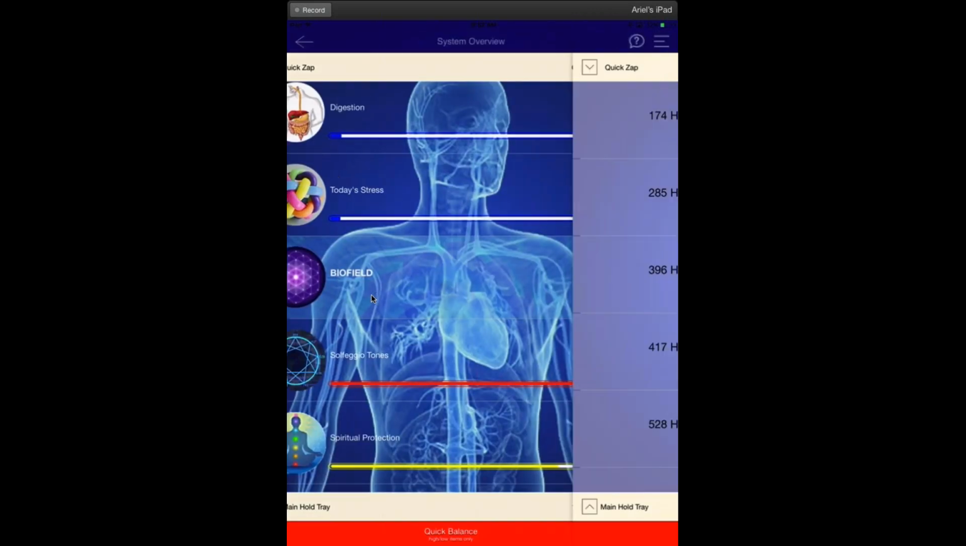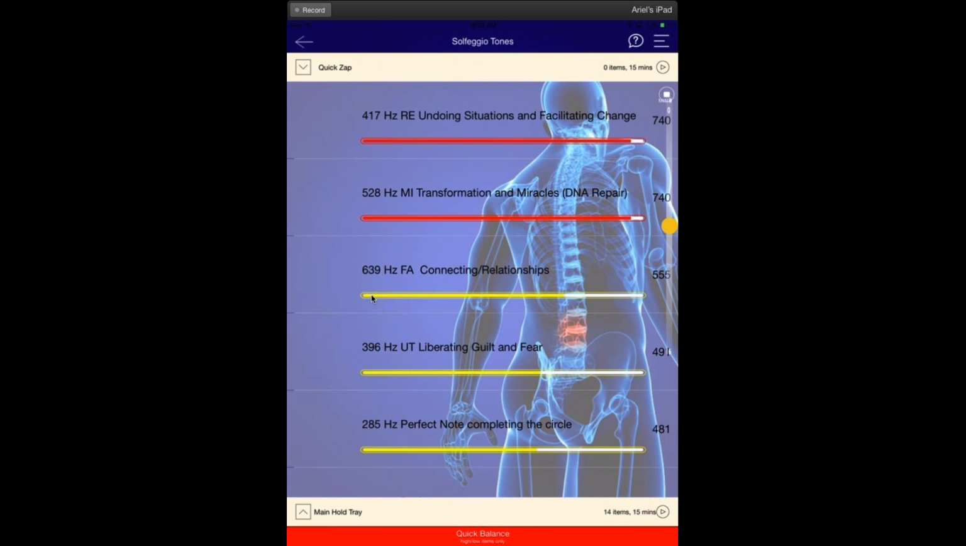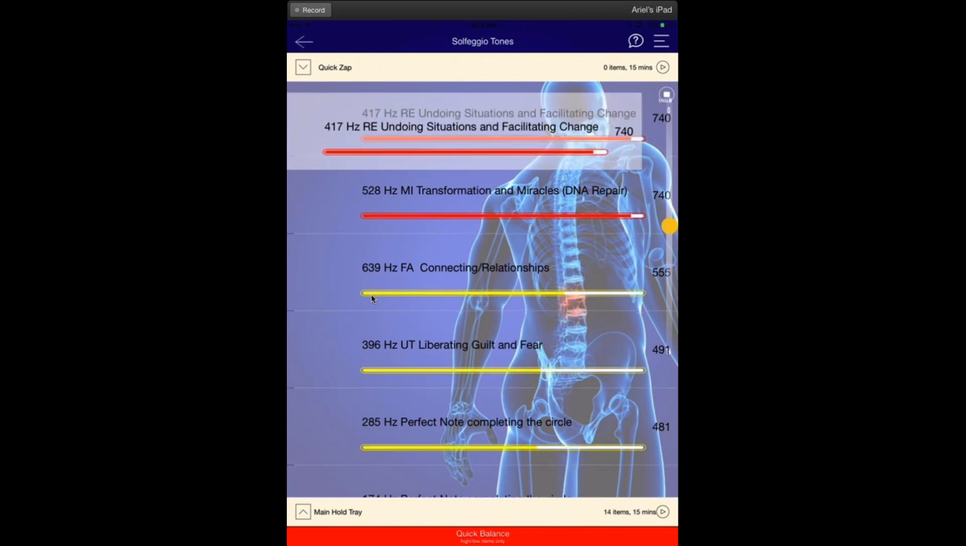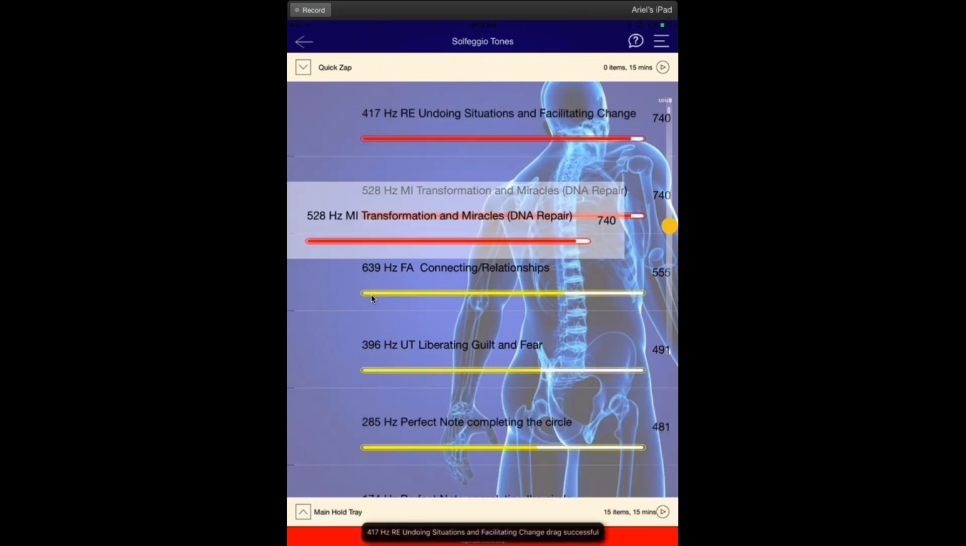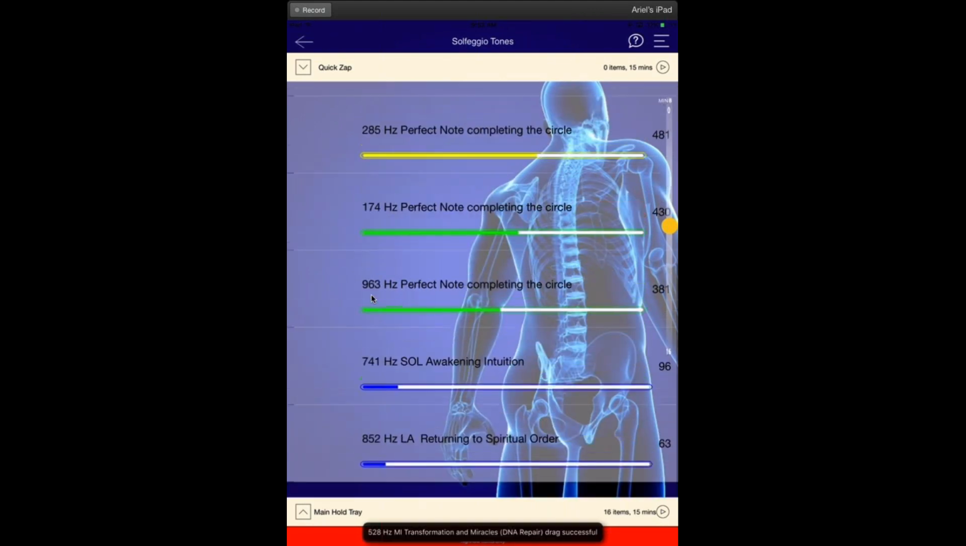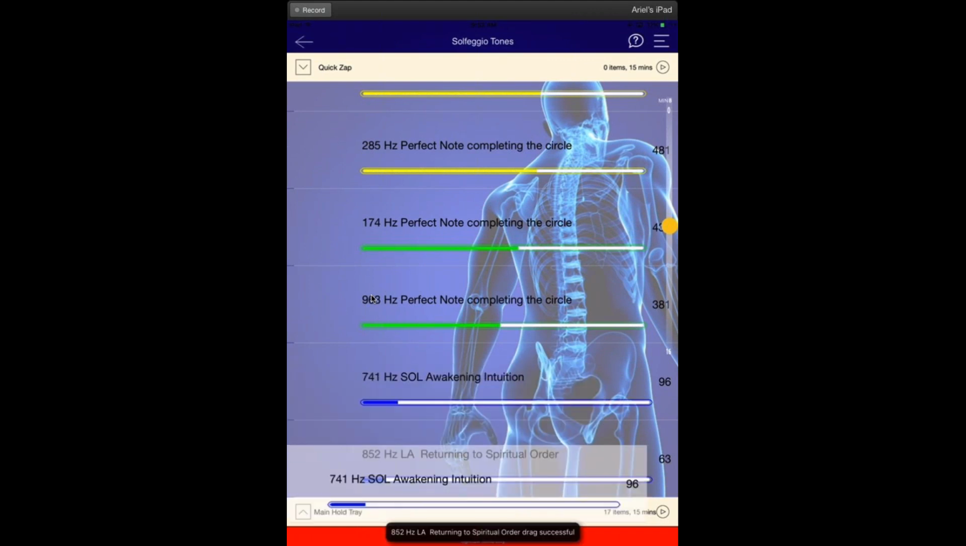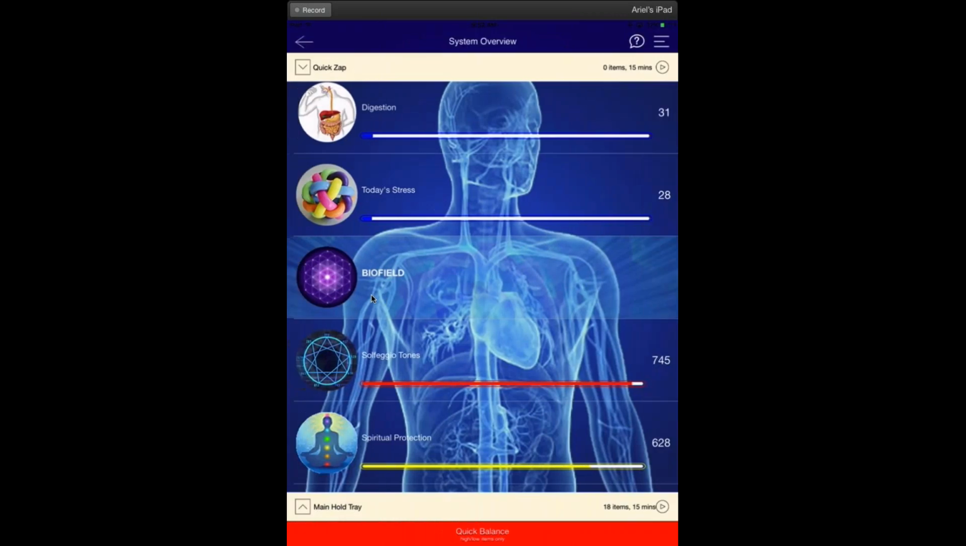So interesting. Now, you guys, I go up to 200. So even though it's green, I'm going to go up to that 200. Sometimes when we don't know what to do, we just want to grab onto the miracle frequencies, and our solfeggio tones are our miracle frequencies. Undoing situations and facilitating change, sounds like that'd be good for Bob. Transformation and miracles, that 528, one of the most powerful frequencies you have in the entire program. Returning to spiritual order and awakening intuition.